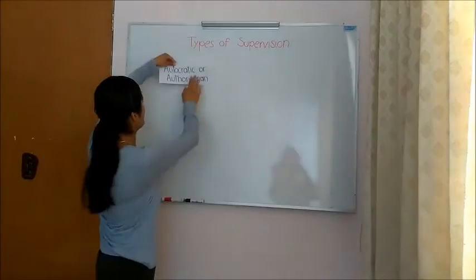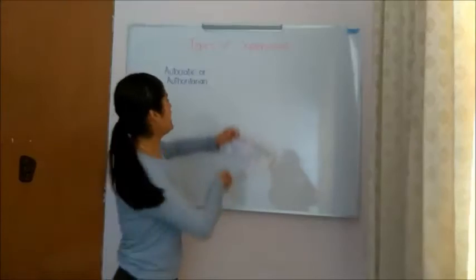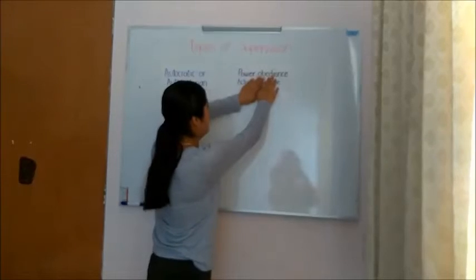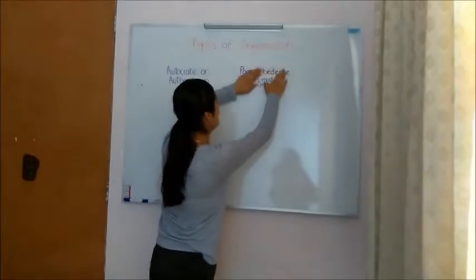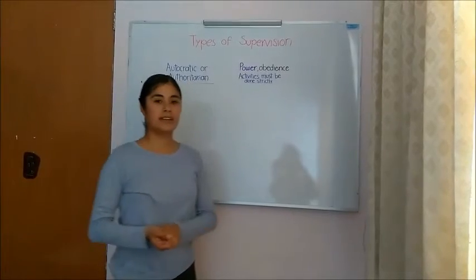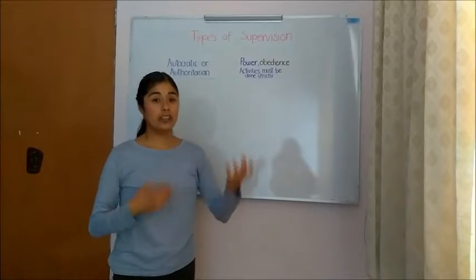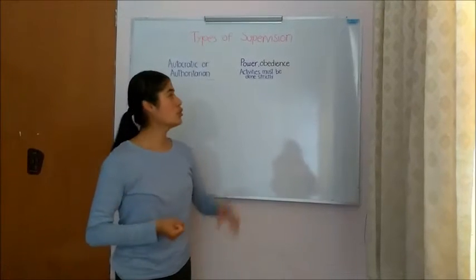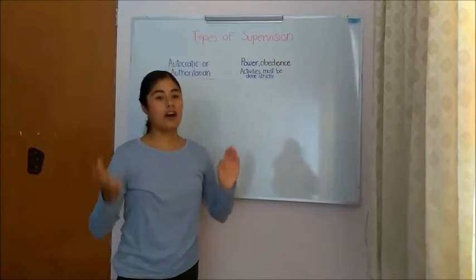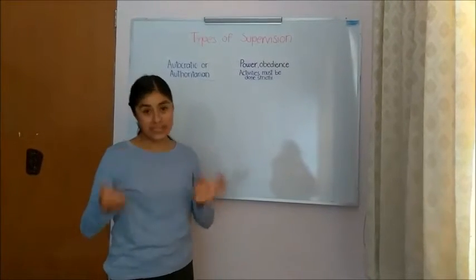First one, autocratic or authoritarian supervision. It involves power, obedience, and in this case the supervisor is in absolute power, and all the subordinates have to complete a full obedience, and all the activities must be done strictly.